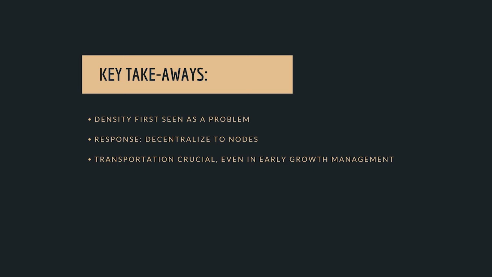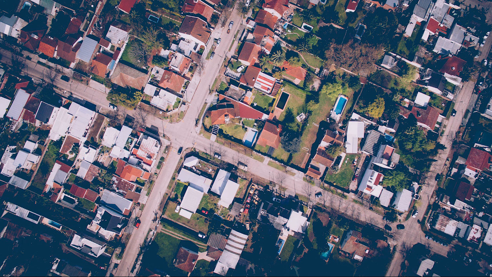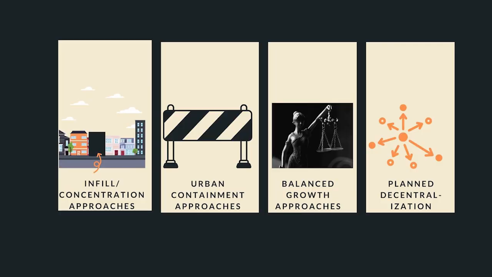Decentralization was enabled by new highway construction, and because it initially produced low density suburbs without that balance of homes and jobs, decentralization in North America created the new problem of urban sprawl. As a result, new growth management approaches had to address more complex conditions and use another range of growth management tools.